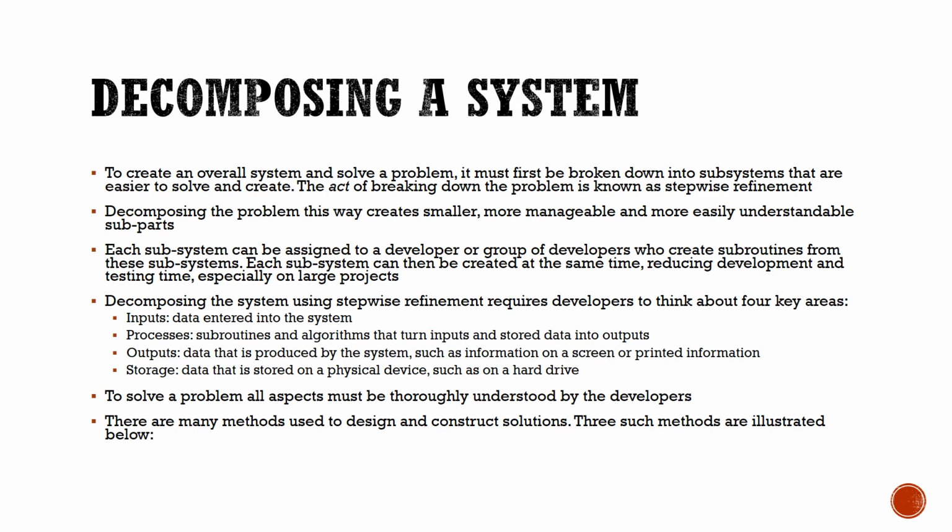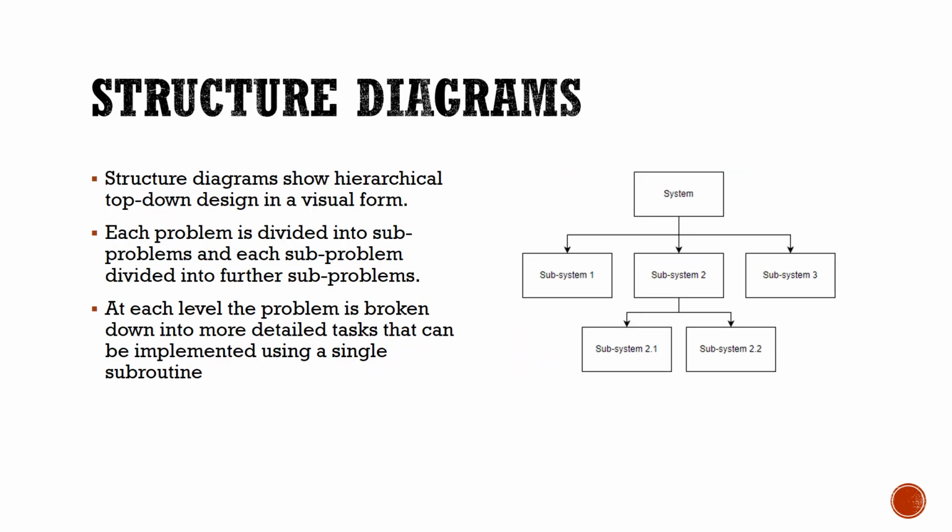There are many methods used to design and construct a solution. Three methods are illustrated. We have already talked about the three methods. The first one is the structure diagram. So a structure diagram shows hierarchical top-down design in a visual form. This is your system and you have to divide the system into subsystems. Then each subsystem is going to be divided into more manageable parts. So at the end, we will be getting only one subsystem. At each level, the problem is broken down into more detailed tasks that can be implemented using a single subroutine.